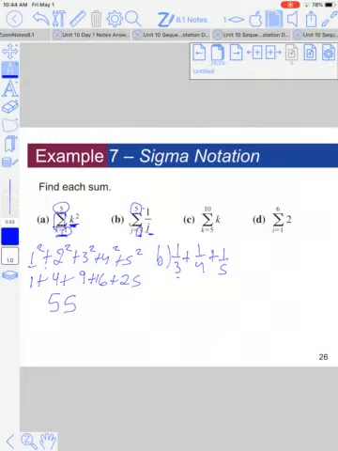Why did I stop at 5? Because that's what it said. Why did I start at 3? Because that's what it said. Why are there plus signs? Because that's what sigma said. How did I get 1 over 3? Because that's what 1 over j said. I'm just plugging in the numbers and adding them up.